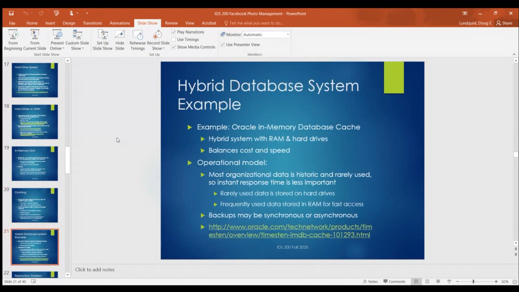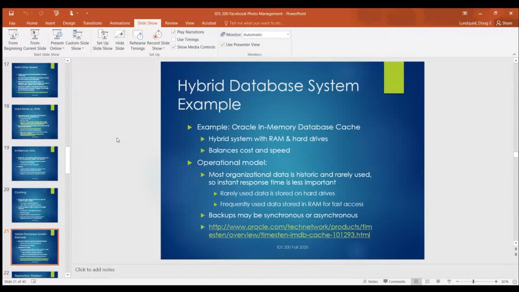Okay, so an example of this, hybrid, right? This is Oracle's in-memory database cache, same kind of system I was talking about a little while ago. It's a hybrid system with RAM and hard drives, which is designed to balance cost and speed. Again, RAM is fast but expensive. Hard drives are slow but cheap.